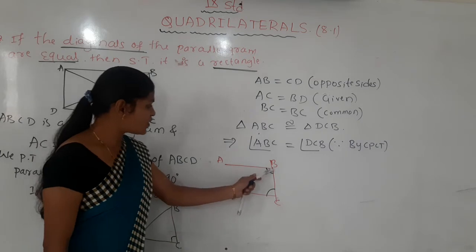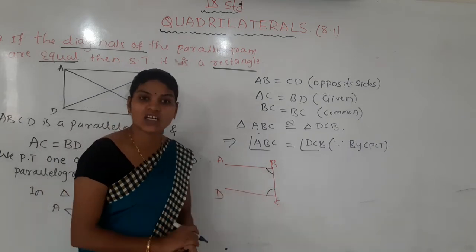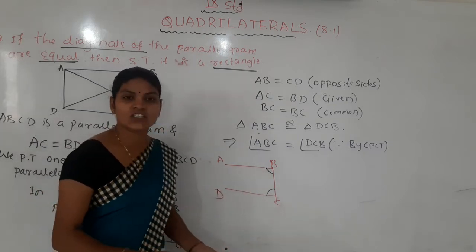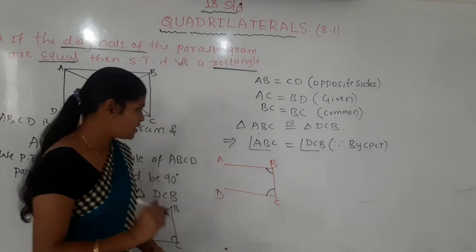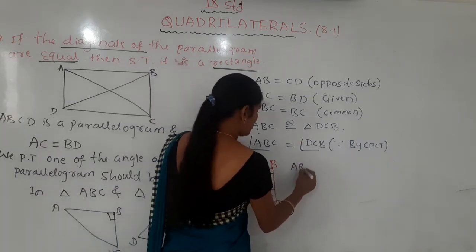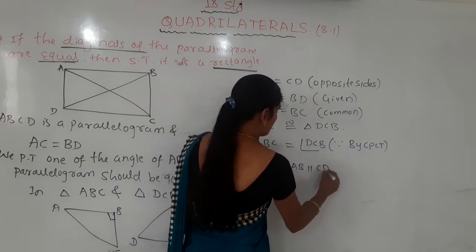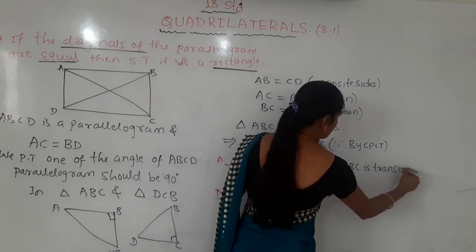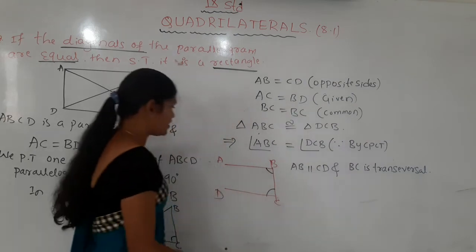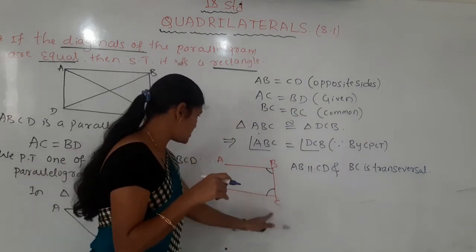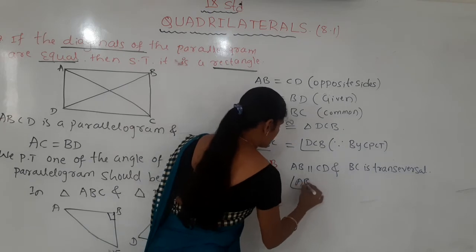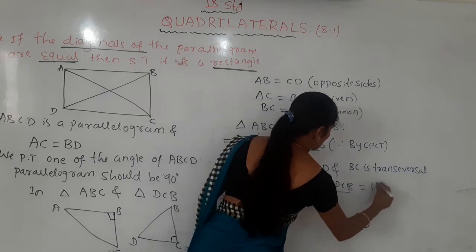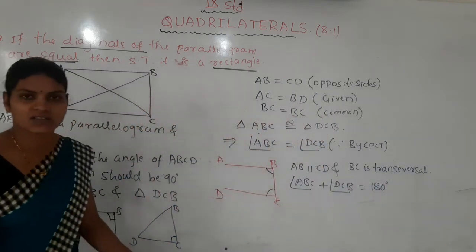So, they are supplementary to each other, let us say. Supplementary means what here? The sum of these two angles is how much? 180 degree. Here AB is parallel to CD and BC is a transversal line. Then angle ABC plus DCB is equal to how much? 180 degree. Why? Because they are supplementary.